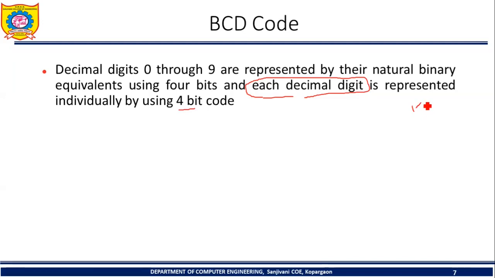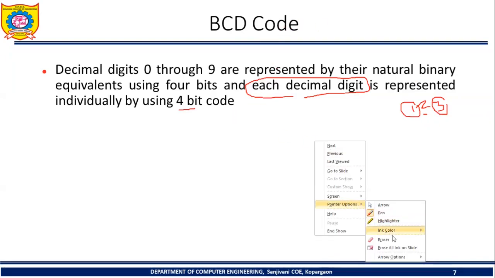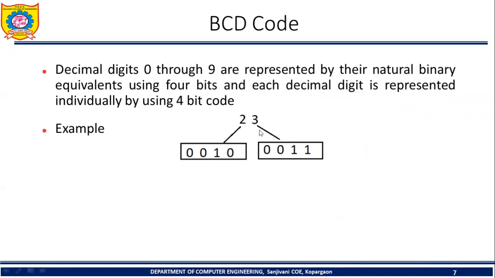So for example, suppose we have the number 123. What we have to do is consider each digit of this decimal number separately. First take this 3 and represent it by using 4 bits. Then take the next digit 2, represent it again by using a separate 4 bits, and then take this 1, represent it again by using a separate 4 bits. In this way we can represent 123 in BCD form. We will take one example, after that it will be more clear. Suppose we have this decimal number 23 and we want to represent it in BCD form.